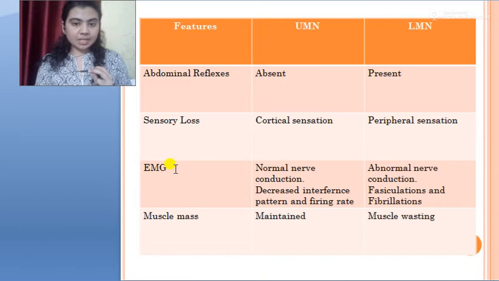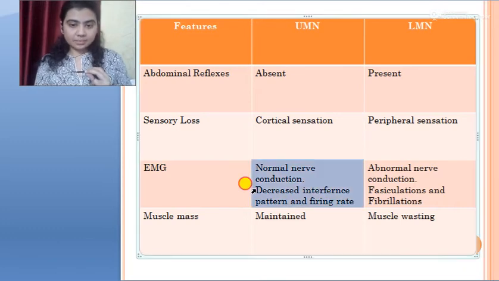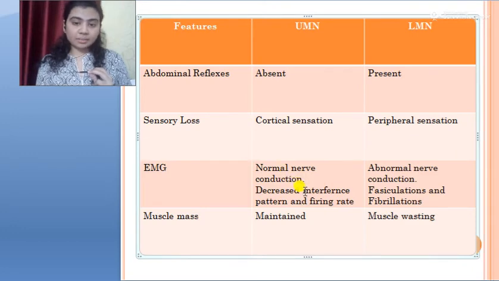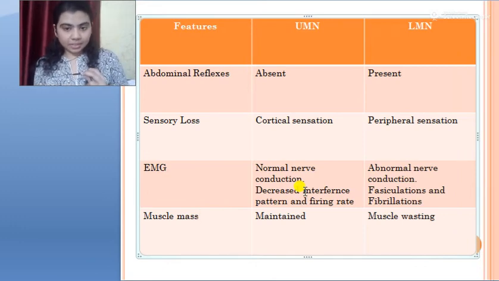If we take an EMG analysis, then there is normal nerve conduction because the peripheral nerves and everything are intact. So there will be normal nerve conduction, with decreased interference pattern and firing rate. This will be seen because the cerebral cortex is not able to give sufficient information to the muscle, and that's why the interference, the muscle contraction, will be decreased and the firing rate will also be decreased. While in LMN there will be abnormal nerve conduction, with the presence of fasciculations and fibrillations.